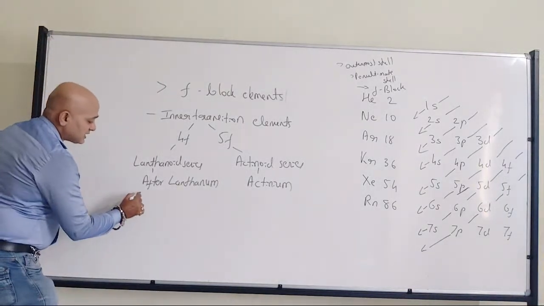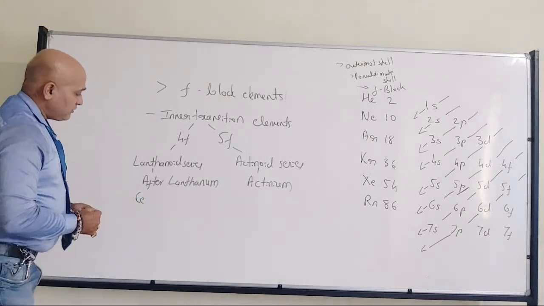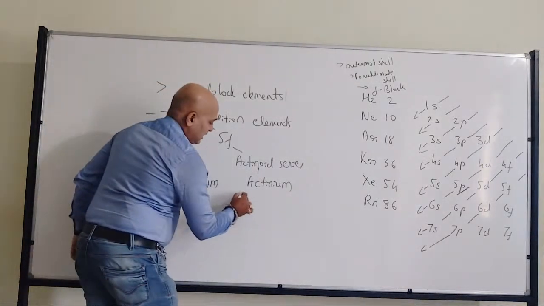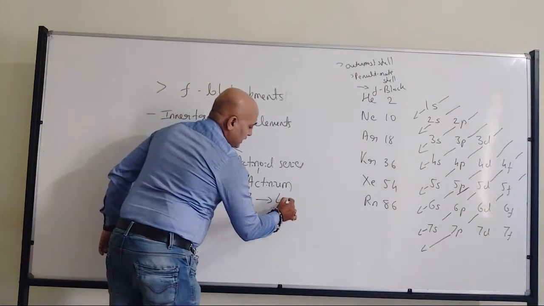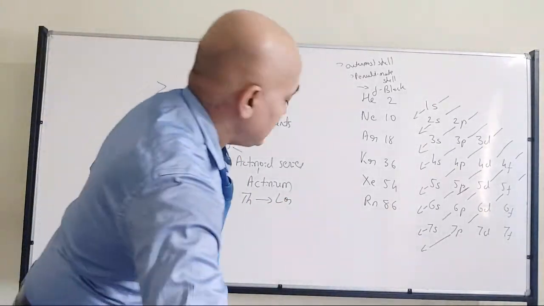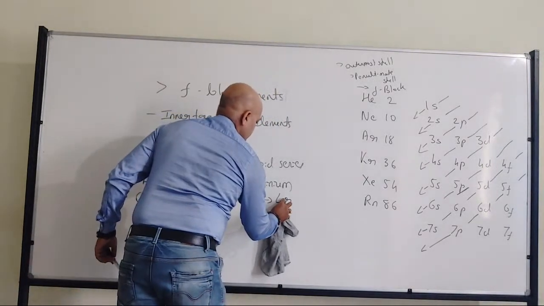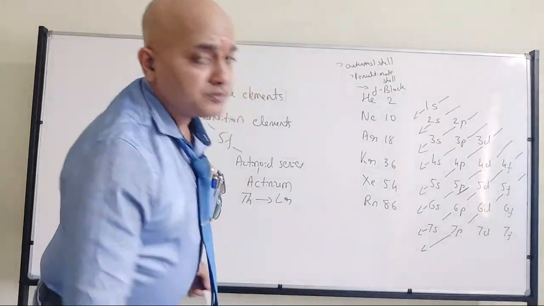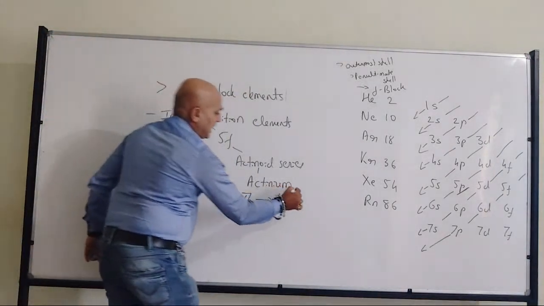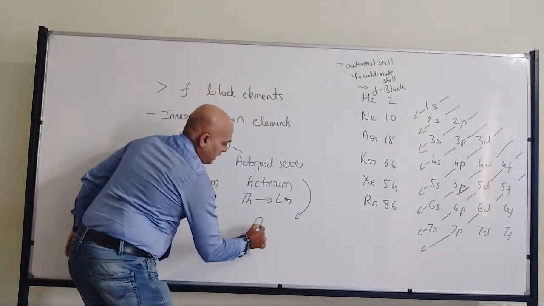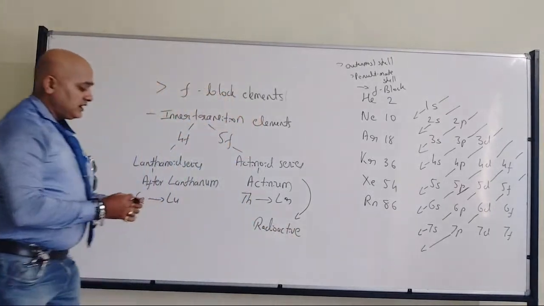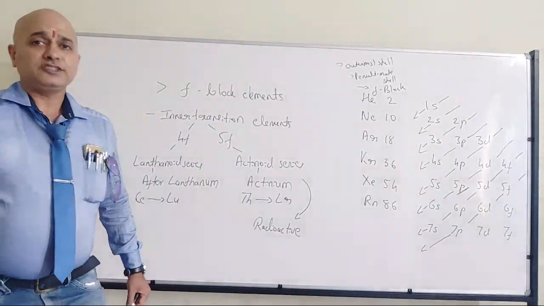So the lanthanoid series starts from cerium, or I can include even lanthanum also. Cerium to lutetium. So here, thorium to lawrencium. I am getting LO only, so LR it should be. Okay? So LR, lawrencium. So that's where we have the two series. Now, a very important point here is, when it comes to the actinoid series, they are radioactive in nature. They are radioactive in nature.